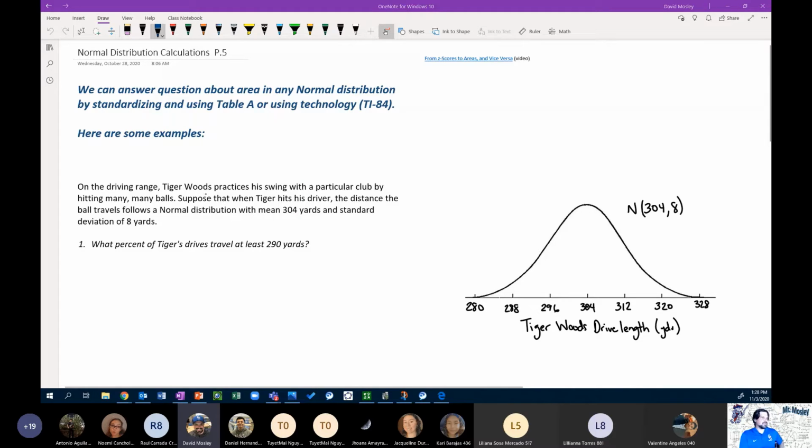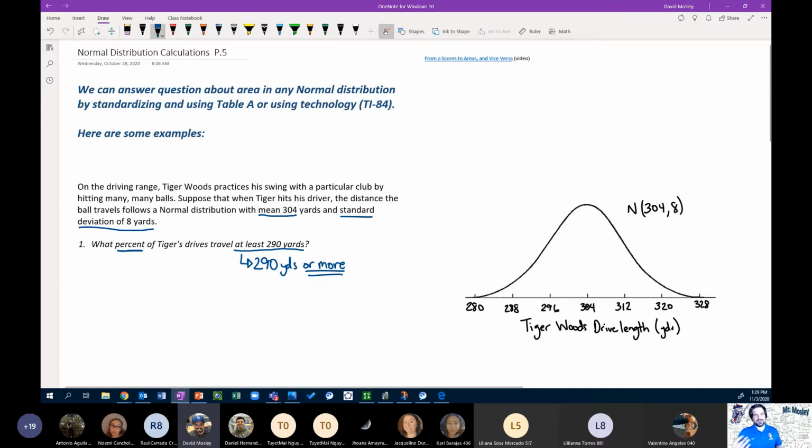All right. So on the driving range, Tiger Woods practices his swing with a particular club by hitting many, many balls. Suppose that when Tiger hits his driver, the distance the ball travels follows a normal distribution with mean 304 yards and a standard deviation of 8 yards. We want to know what percent, so we're going to convert whatever proportion we find to a percentage, of Tiger's drives travel at least 290 yards. This at least 290 yards means 290 yards or more.